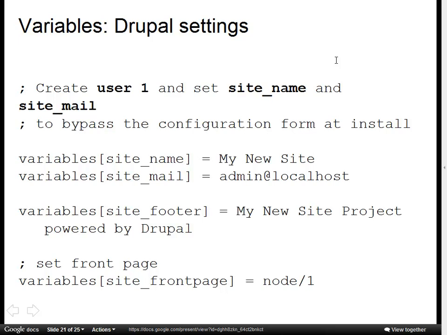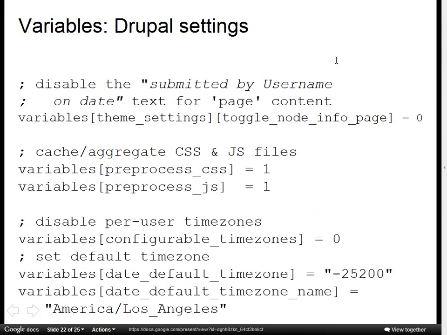And then I'm also setting here a couple extra variables. I'm setting the site footer to a text string. I'm setting the node number there for the front page of my site. Here I'm setting some theme variables. So I'm turning off the submitted by username on date text for the page content type. I'm telling Drupal I want it to turn on CSS and JavaScript aggregation. I'm setting a default time zone, and I'm saying I do not want to have user configurable time zones per user.